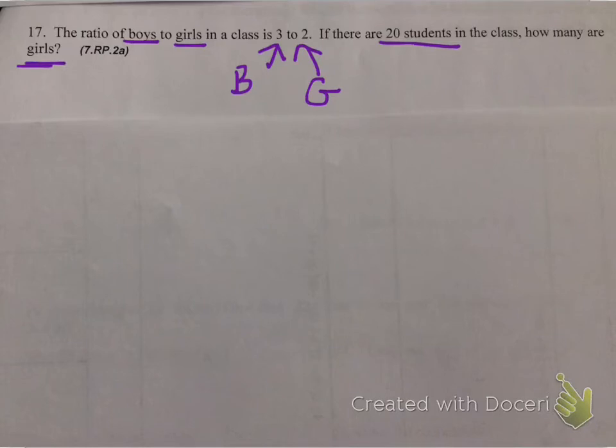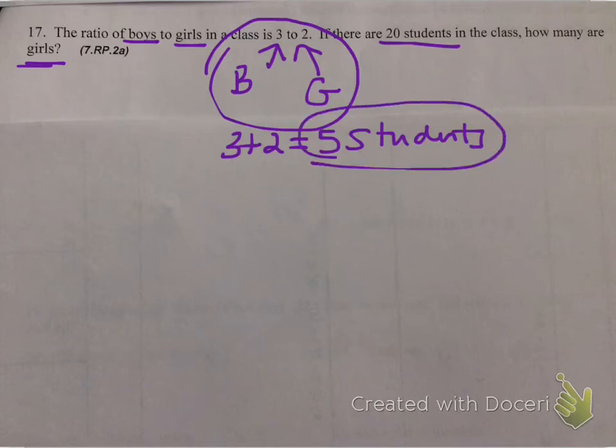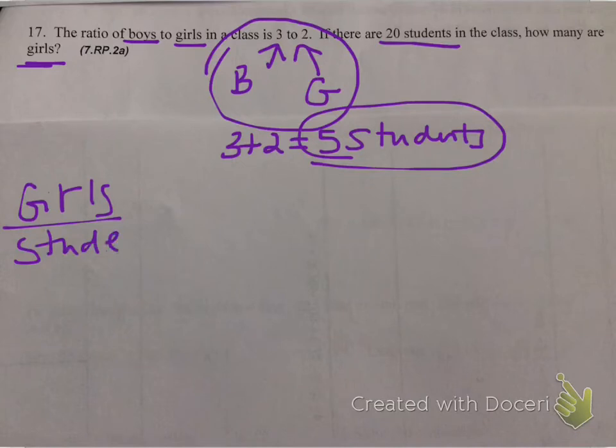Okay, so we could do a proportion here to solve this, but you've got to be careful with how you write that. You have boys, you have girls, and you have students. We need 2 different units to talk about. So I could take my 3 to 2. If there's 3 boys and 2 girls, my total here, 3 plus 2, would give me 5 students. And that is something you would use in your ratio. So I need to talk about girls, and I need students. So girls over students equals girls over students.